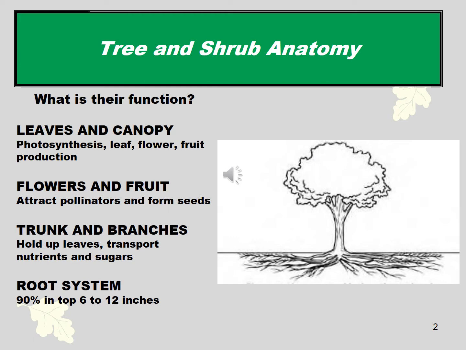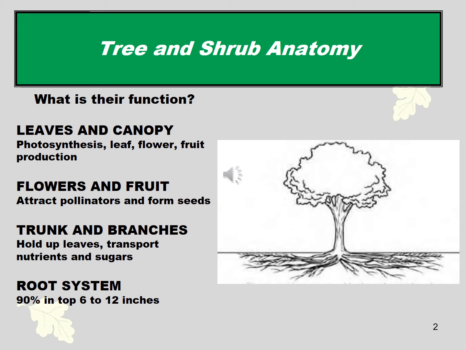Let's look first at some anatomical parts of a tree and shrub. The leaf canopy is the part above where all the leaves are, at the tips of the branches. The functions of leaves are photosynthesis to produce food. Within the canopy are also where the flowers and fruits are developed, and their function is to attract pollinators, those are the flowers, and then of course the fruits are to form the seeds.